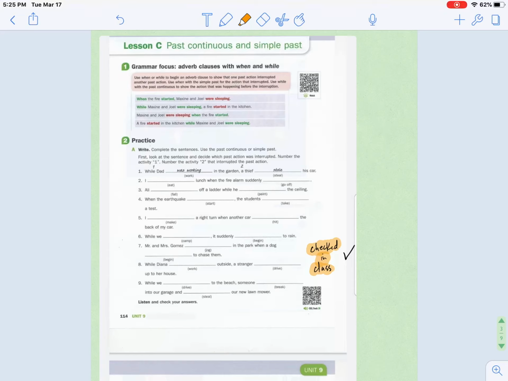I'm going to talk about lesson C a little bit. Here we are focusing not only on the past continuous, but also on the simple past. And what it's really doing is introducing something that was happening first. For example, in our first example, Max and Jewel were sleeping first before the fire started after. So the fire starting happened while they were sleeping, so it started after. So this started first and this started second.